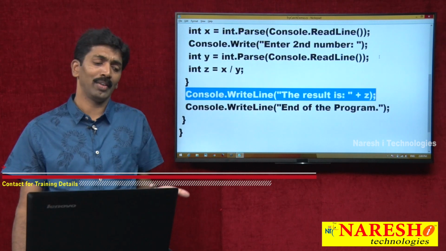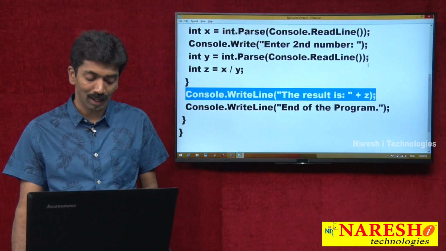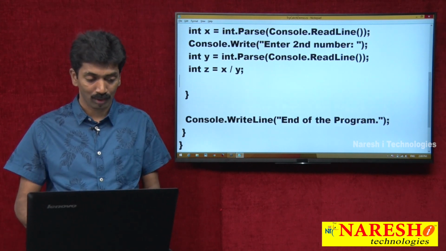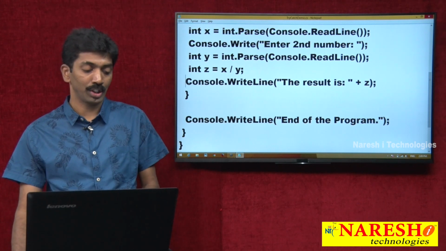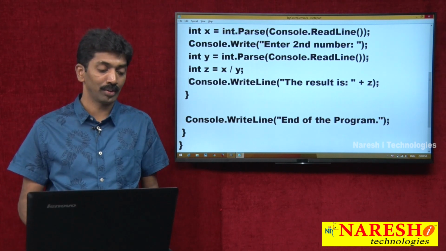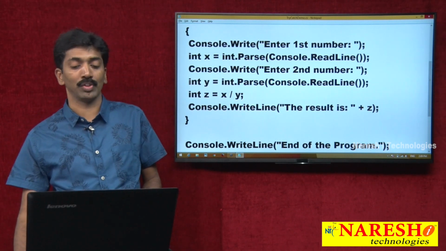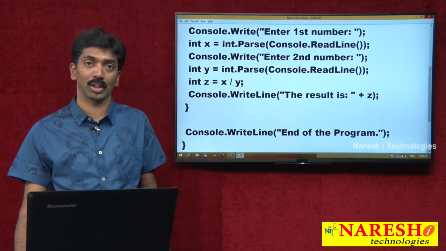Why? When there is an error, there is no point in displaying the result now. So I am going to put this statement also inside the try block. So this is also going to be present inside the try block now. So what did you put in the try block? The statements which are going to cause the error and the statements which don't require execution when the error occurred.